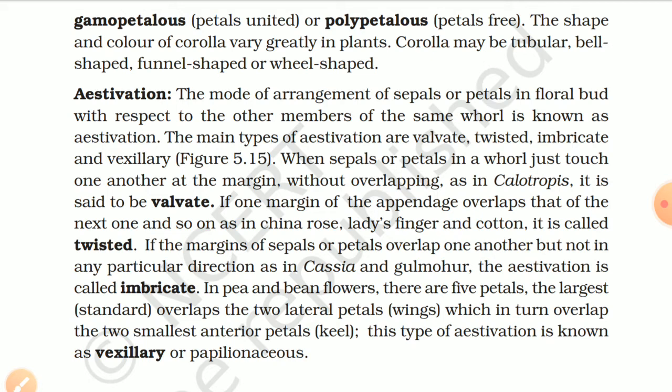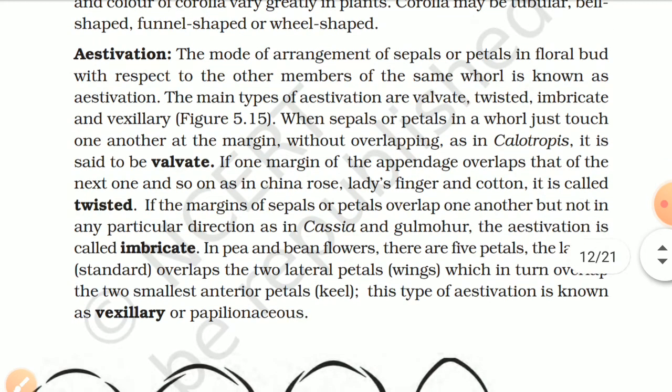Aestivation. The mode of arrangement of sepals or petals in floral bud with respect to the other members of the same whorl is called aestivation. The main types of aestivation are valvate, twisted, imbricate and vexillary. Figure 5.15. When sepals or petals in the floral bud just touch one another at the margin without overlapping, as in Calotropis, it is said to be valvate.